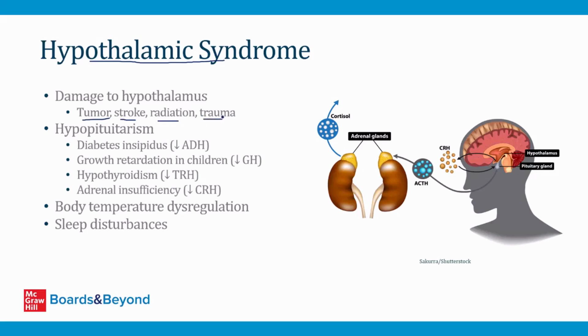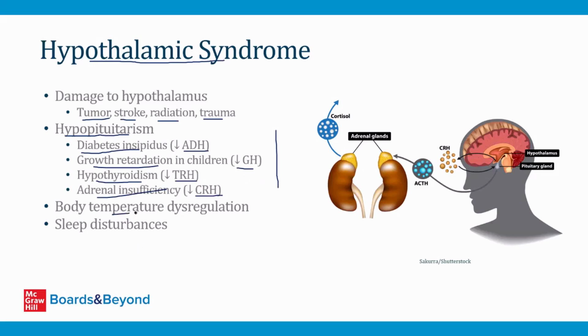One of the main critical features of a hypothalamic syndrome is hypopituitarism, which I talk about in detail in the endocrine section. So when the pituitary gland is underactive because the hypothalamus has been damaged, this can lead to diabetes insipidus from loss of antidiuretic hormone. It can lead to growth retardation in children from loss of growth hormone. Thyroid gland can become hypoactive from loss of TRH, and you can also see adrenal insufficiency from loss of CRH. And once again, all these things I talk about in the endocrine section in detail.